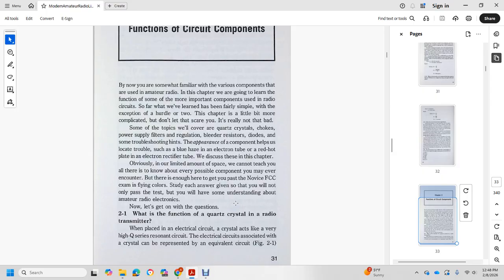There is enough here to get you past the novice FCC exam with flying colors. Study each answer; if you do, you will not only pass the test, you will have some understanding of amateur radio electronics. Now let's go on with the questions.